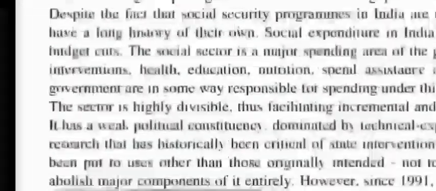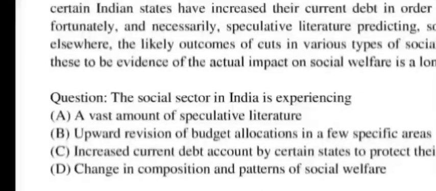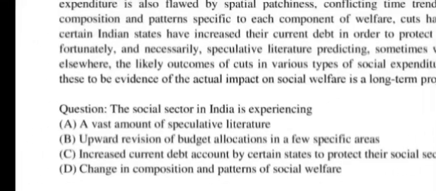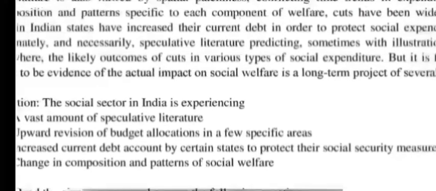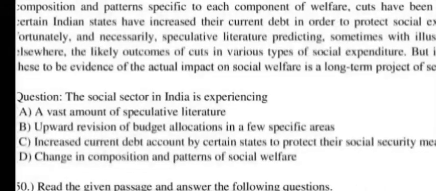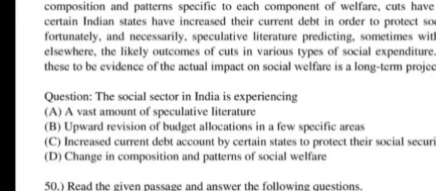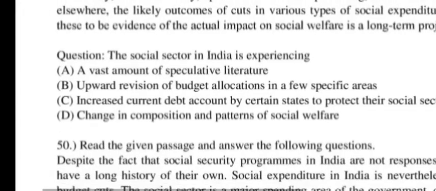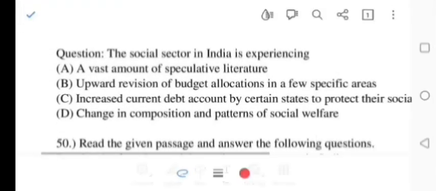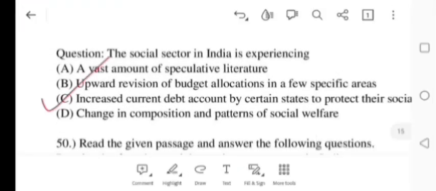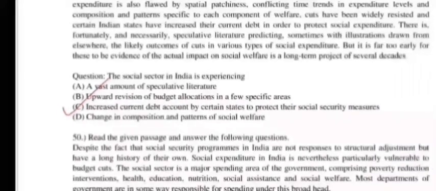Moving on to 49, it says the social sector in India is experiencing what? A vast amount of speculative literature, upward revision of budget allocations in a few specific areas, increased current debt account by certain states to protect their social security measures. D says change in composition and patterns of social welfare. 49, it will be number C, that means increased current debt account by certain states to protect their social security measures.